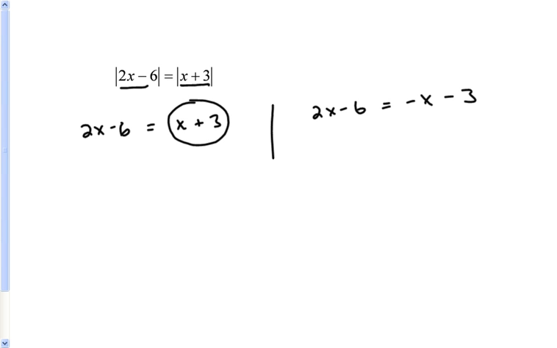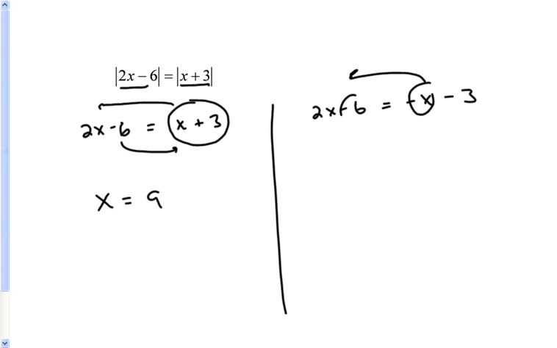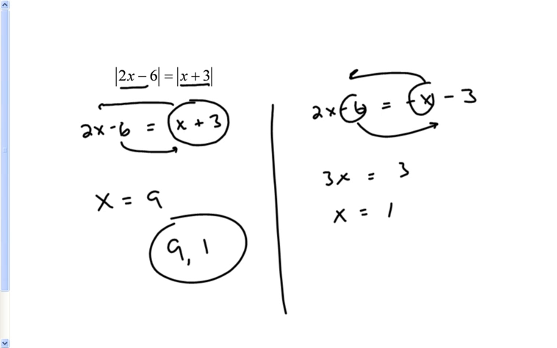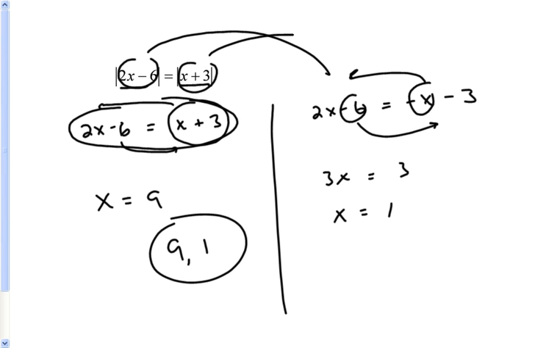And now it's just a matter of solving the equation with letters to the left, numbers to the right. So my solutions are 9 and 1. Again, the idea is either they're the same and I take them out and they're already equal, or they're opposites, and so when I take them out I have to change one of the signs to make them equal.